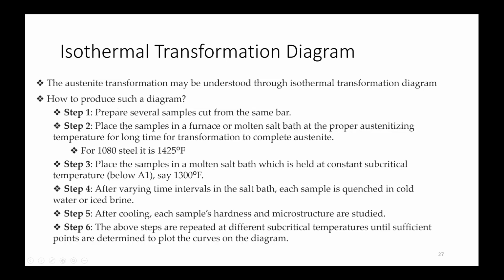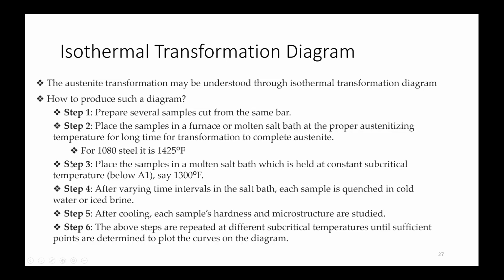And we place these samples in a furnace or molten salt bath at the proper austenitizing temperature for a long time for the transformation to complete austenite. Now it has complete austenite, and for example in the case of 1080 steel it is 1425 degrees Fahrenheit.